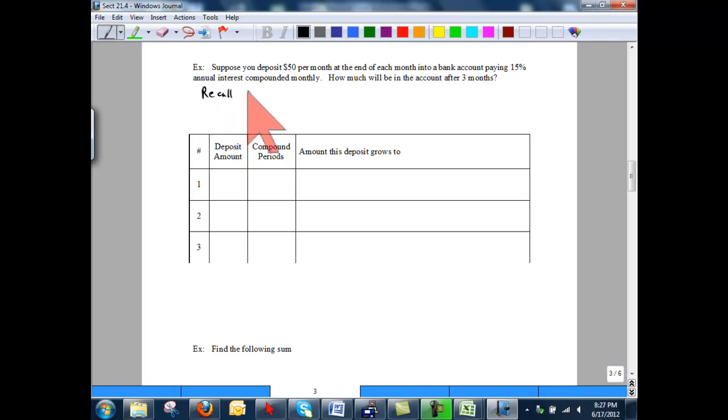Let's go back to a formula for compound interest that went A = P times (1 + i)^n. Here, A was the amount at the end, P was the principal deposited, i was the per compounding period interest rate, and n was the number of compounding periods. In this problem, i is r over m, which is 15% over 12, since interest is compounded 12 times per year, so it's 0.0125.